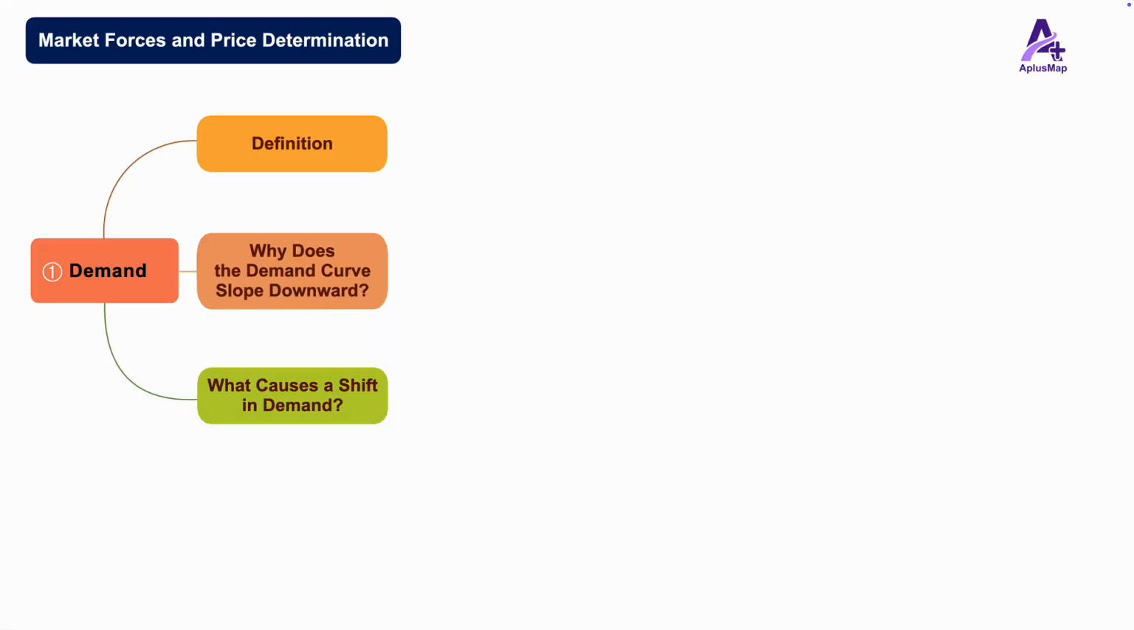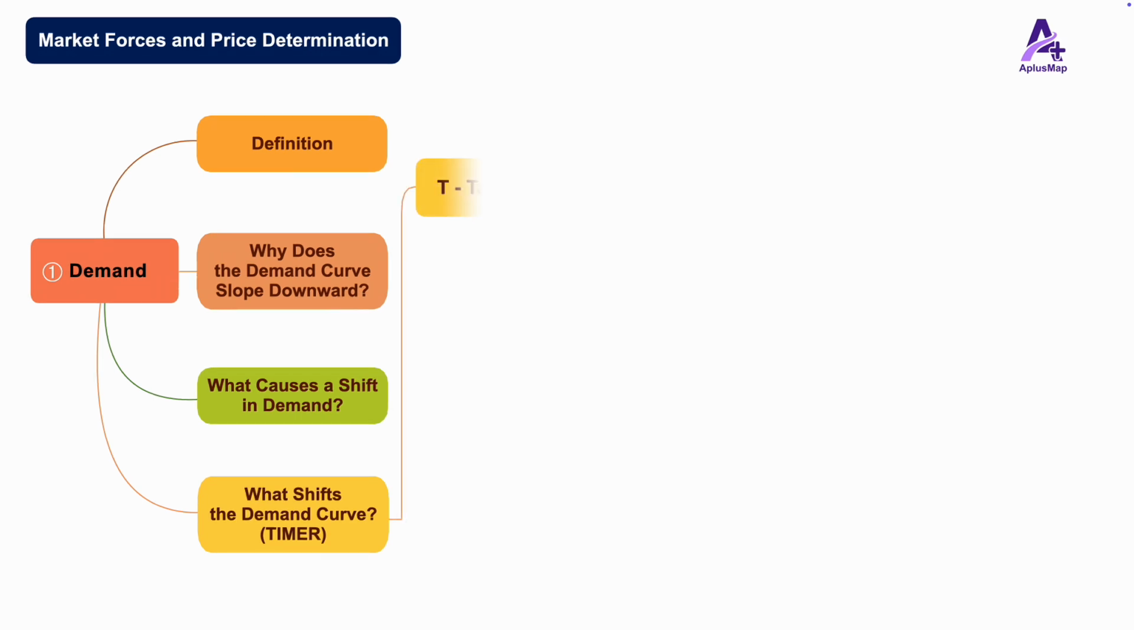And there's a handy way to remember those non-price factors. A mnemonic. Yep, TIMER makes it easy to recall the shifters. Let's break down TIMER. T is for tastes and preferences. If something becomes trendy, like everyone suddenly wants vintage jeans, the demand curve shifts right.